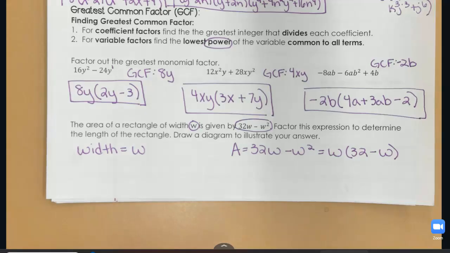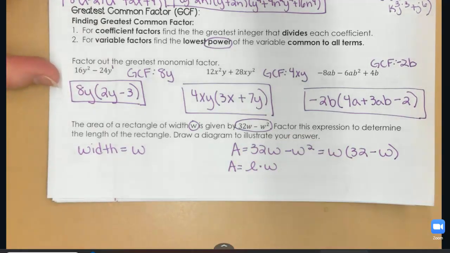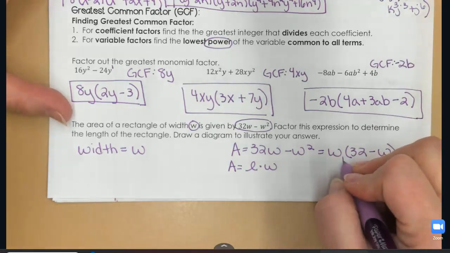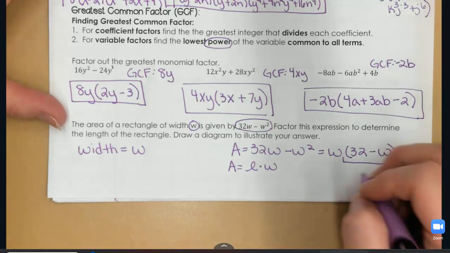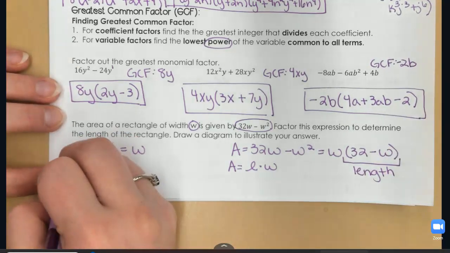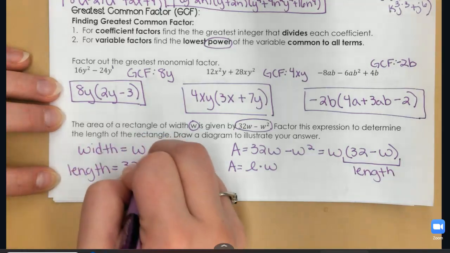Now, why does that matter? Well, when you're looking at the area of a rectangle, that is length times width. And I already know that my width is w, so the other factor, 32 minus w, must be my length. So the length is 32 minus w.